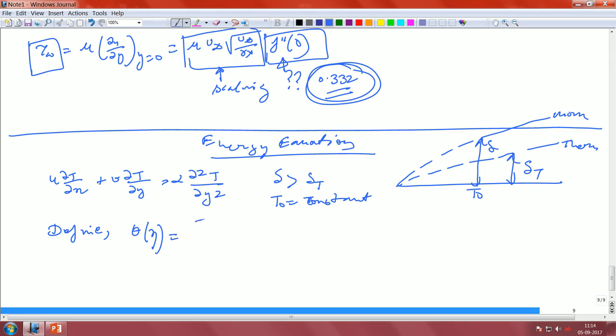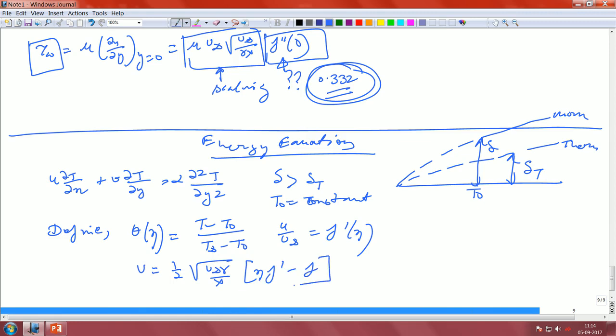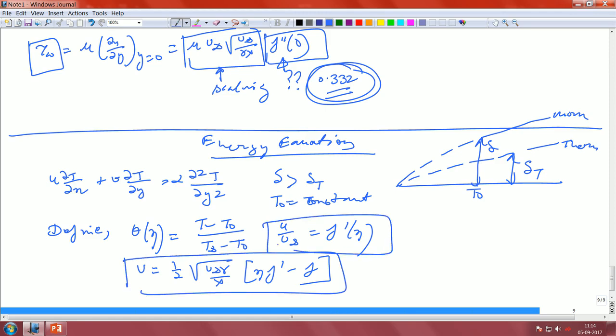So, that we take as theta equal to T minus T naught divided by T infinity minus T naught. And we already know that U by U infinity is equal to F prime of eta, and V is equal to half square root of U infinity nu by x into (eta F prime minus F). This we already know. So, that is V, this is U, this is your corresponding theta. These are the three principal variables that we had earlier also.